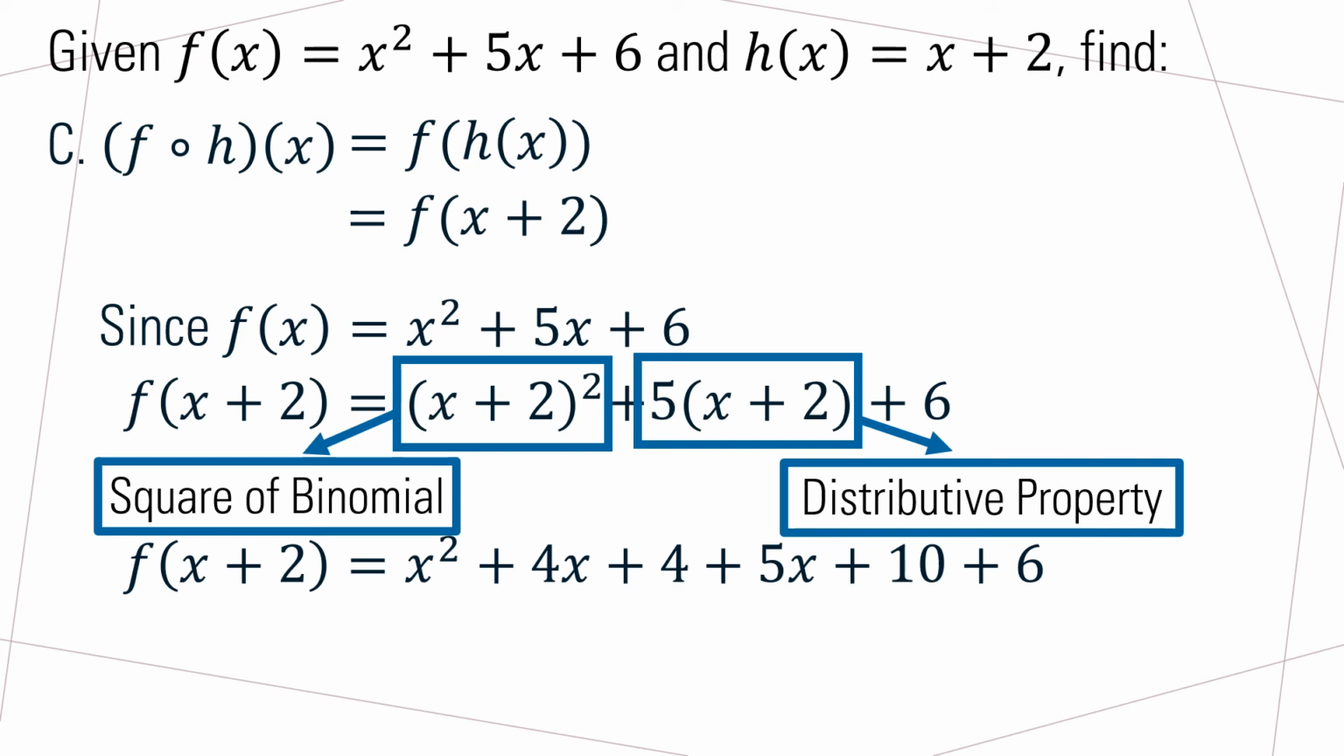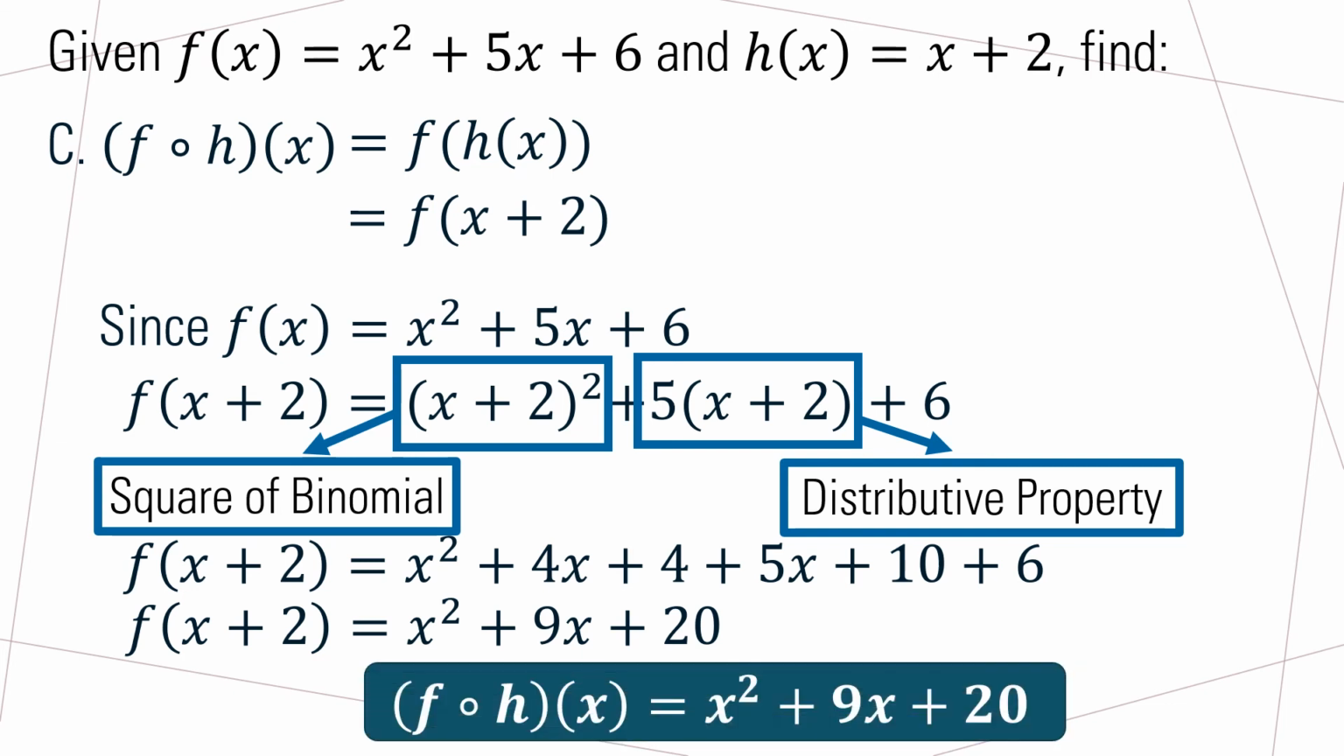And by combining like terms, we will have f of x plus 2 is equal to x squared plus 9x plus 20. And our final answer is f of h of x is equal to x squared plus 9x plus 20.